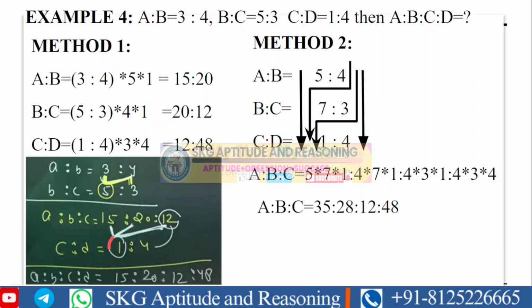So this ratio was multiplied with 12 in order to make the C value the same in both the ratios. After doing so, it will become 15 is to 20 is to 12 is to 48. So any of these three methods you can approach in order to get the answer.